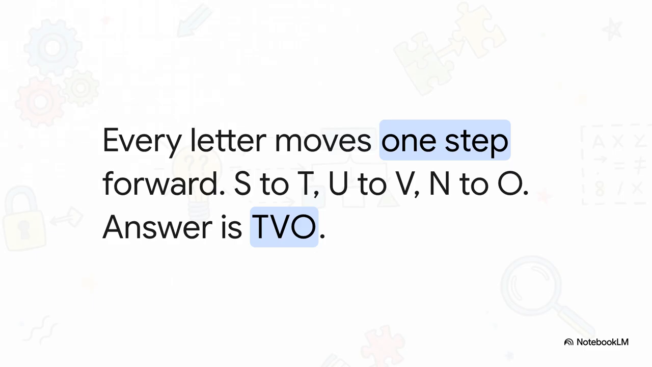So you take the word SUN and you do the exact same thing. S shifts to T, U shifts to V, and N shifts to O. Your final answer is TVO. See, once you figure out the pattern, it's incredibly straightforward.